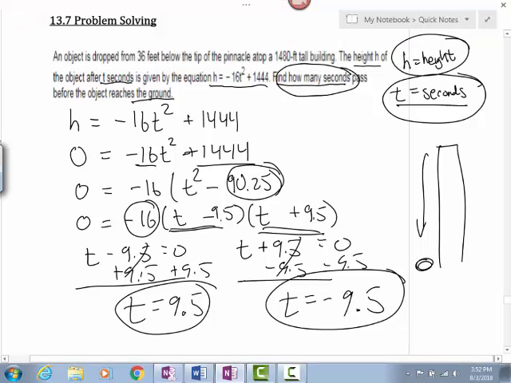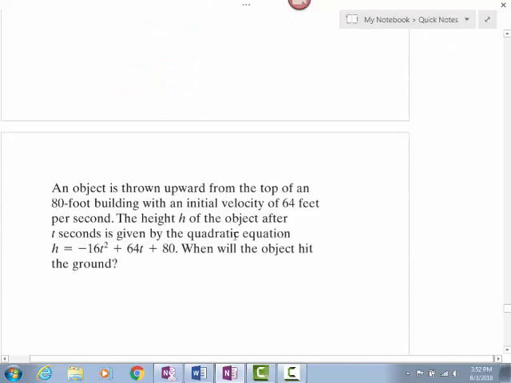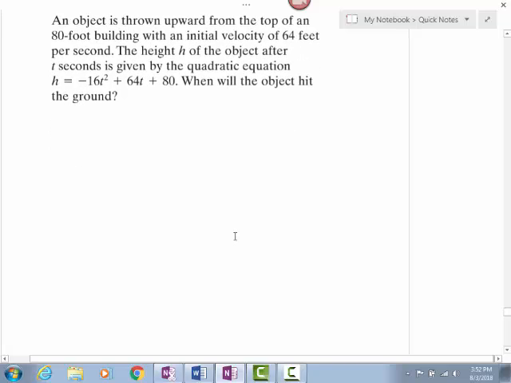So all that tells me is that this answer isn't any good, and the time that I'm looking for here is 9.5. Okay. I want to scroll down to the next problem because I want to show you it's going to be pretty similar to the one we just did. So now this one says an object is thrown upward from the top of an 80-foot building with an initial velocity of 64 feet per second.